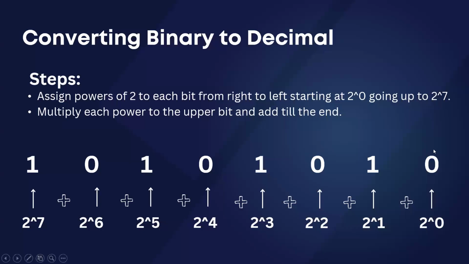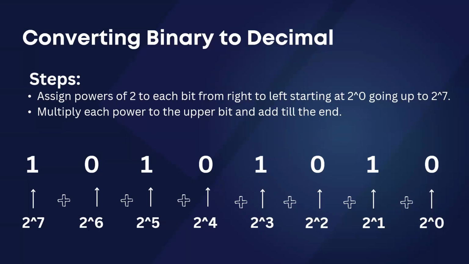So 2 power 0 into 0, plus 2 power 1 into 1, plus 2 power 2 into 0, plus 2 power 3 into 1, plus 2 power 4 into 0, plus 2 power 5 into 1, plus 2 power 6 into 0, plus 2 power 7 into 1. Irrespective of what the upper bit is, you just multiply the lower value with the top bit and add it to the next one. As simple as that. No matter what octet or binary number it is, you write down these values at the bottom, multiply the lower value with the top bit, and add it till the end.